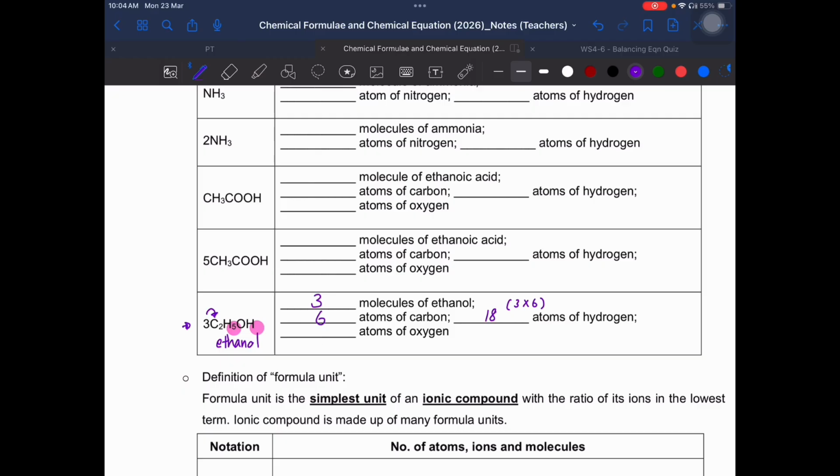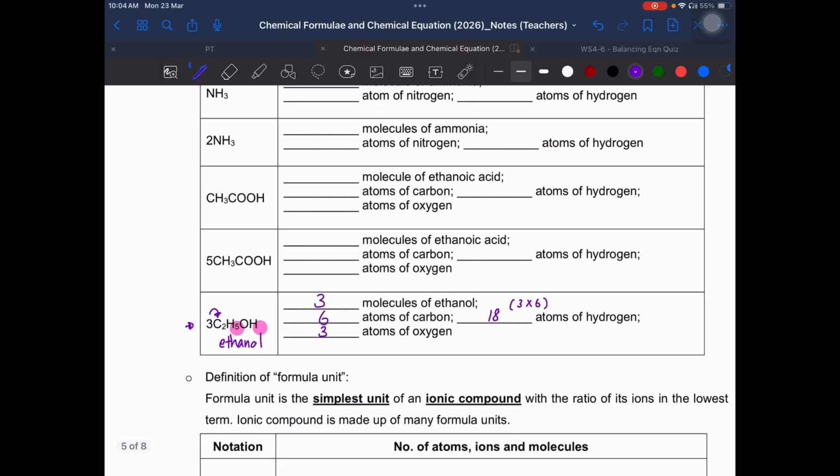Now, how many oxygens are there? Similarly, if you look at the formula, there's only one oxygen shown over here. So we just take the 3 and multiply it in, and this gives us 3 atoms of oxygen. I hope this is a bit clearer for you in terms of what you're looking at.